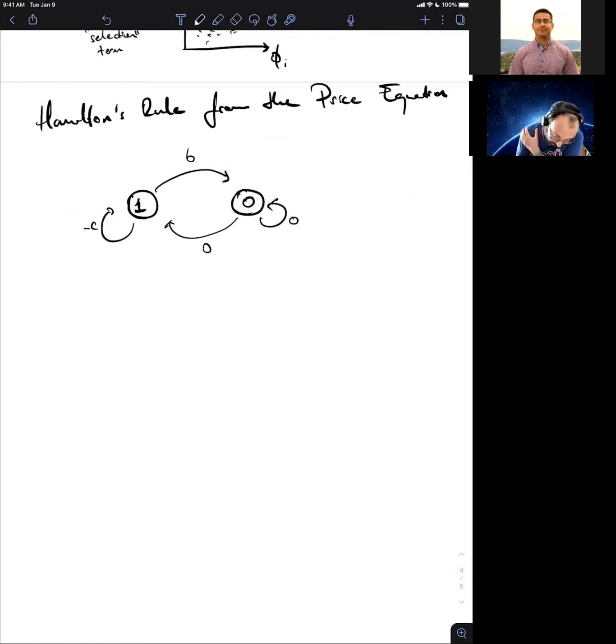So if your genotype is 1 and you interact with another 1, you get 1 plus B minus C. If your genotype is 0 and you interact with genotype 1, you get 1 plus B. If your genotype is 1 and you interact with 0, you get 1 minus C. And if your genotype is 0 and you interact with 0, then you get 1. Okay.